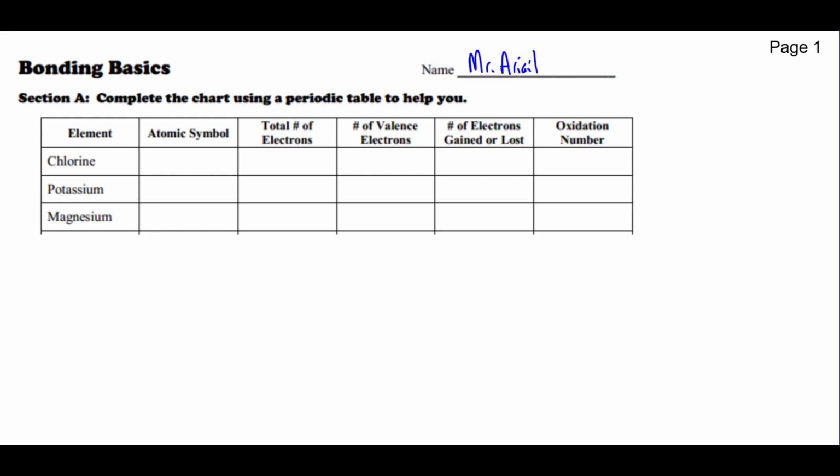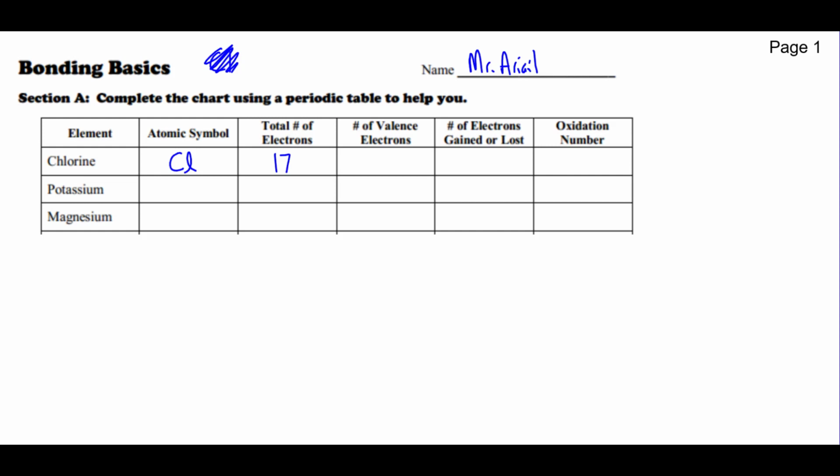So for the first part of the practice, we just need to go to the periodic table, and for chlorine, we need to find the atomic symbol, and that would be C lowercase l. I always write it kind of cursive, otherwise it looks like C with a 1, or a capital I, and that would be incorrect. So the total number of electrons, if you look at chlorine on the periodic table, its atomic number is 17. And so it's got 17 electrons.